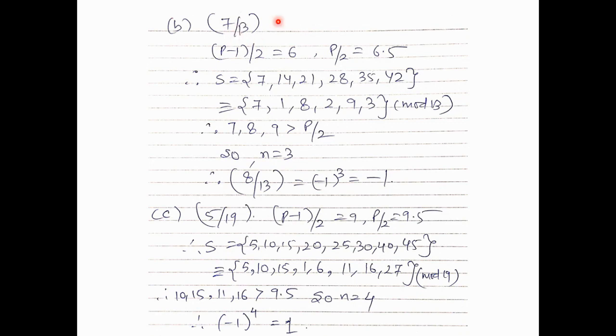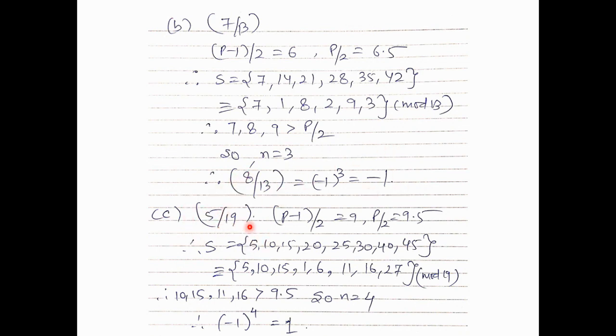Next part, we are going to proceed the same way. P minus 1 upon 2 here is 6 because P is 13. So P upon 2 is 6.5. So the set S will be A, 2A, 3A, 4A, 5A, 6A because this is 6. So 6 into 7 is 42, up to 42. Then under modulo 13, what are the remainders? 7, 1, 8, 2, 9, 3. Then check the values which are greater than P by 2. So 7, 8, 9, they are greater than 6.5. That means n is 3. So the value of this symbol is minus 1.